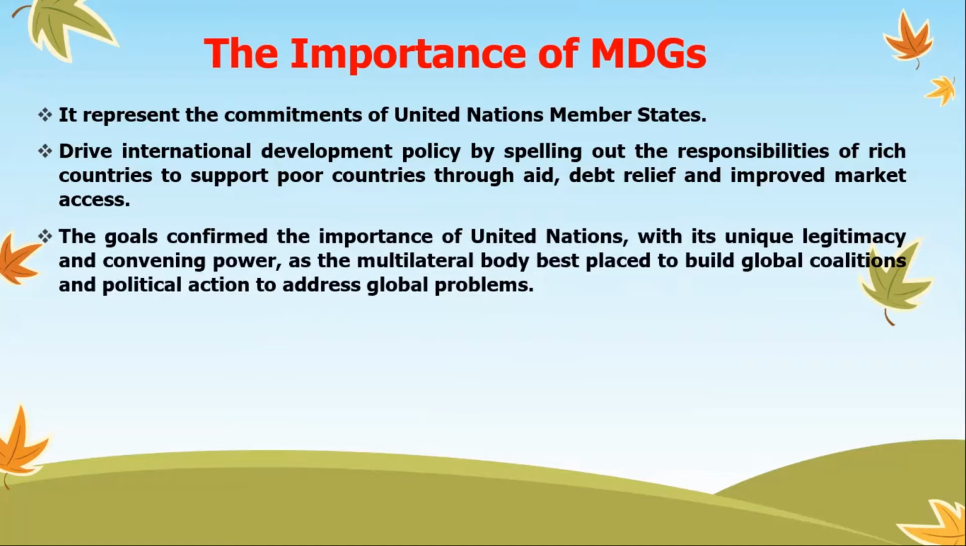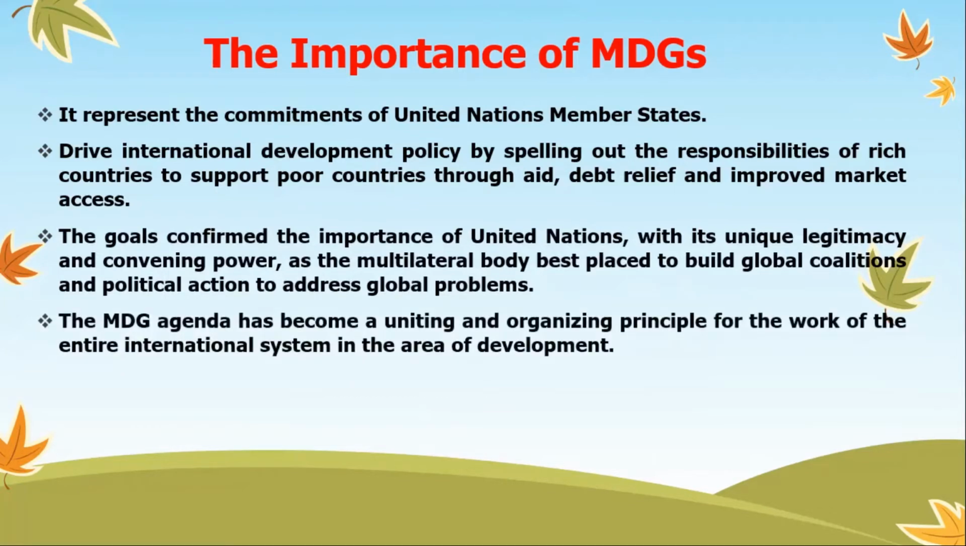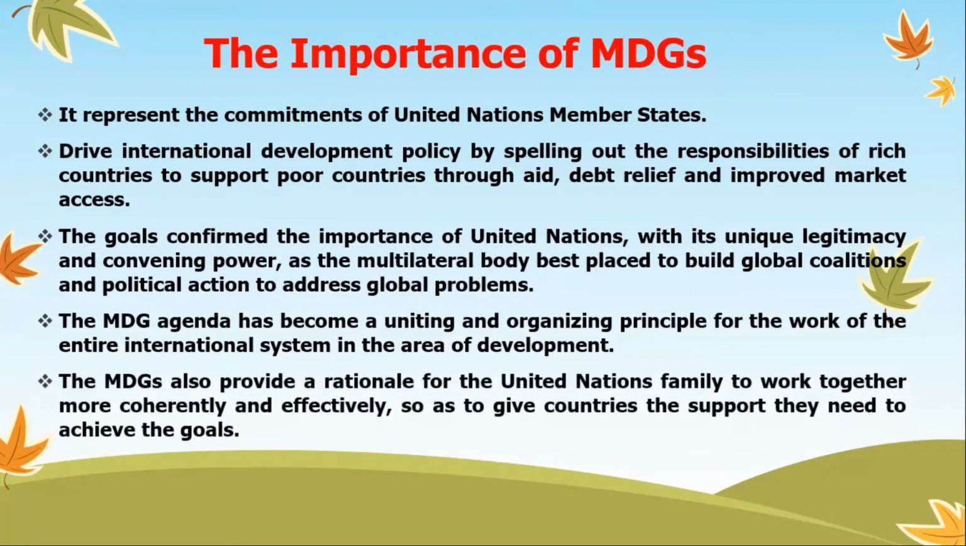So Think Globally and Act Locally is being practiced by the UN member states to address global issues and problems. Next, the MDG agenda has become a uniting and organizing principle for the work of the entire international system in the area of development. So the MDGs make all the countries united for the work of the entire international development system. So next, importance. The MDGs also provide a rationale for the United Nations family to work together more coherently and effectively, so as to give countries the support they need to achieve the goals. So unity of the United Nations family was emphasized to achieve such goals.